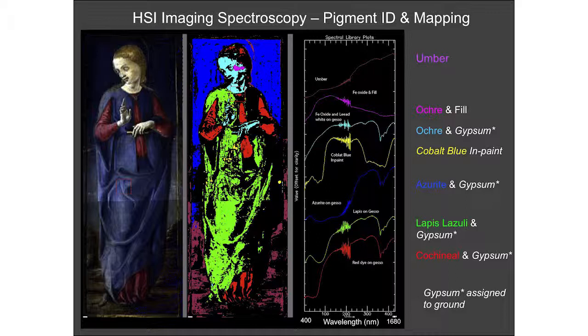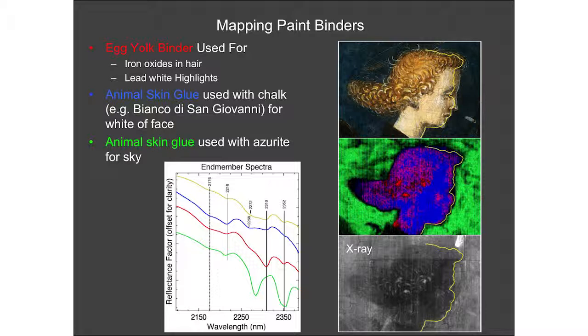And here are the bands associated with the ground layer, the gypsum as well. Wow, it's a lot of lead paint. Yeah, well, it's an old painting. Pushing further out at longer wavelengths, we're finding that you can get some information related to the organic materials, in the case of the binder itself.